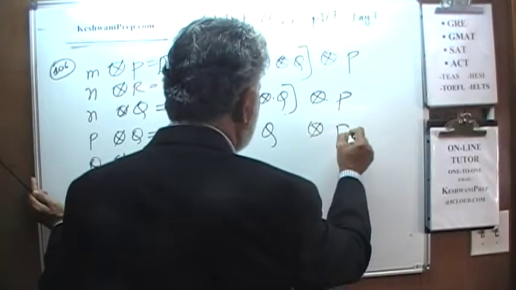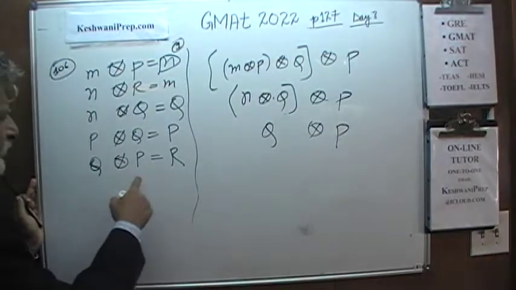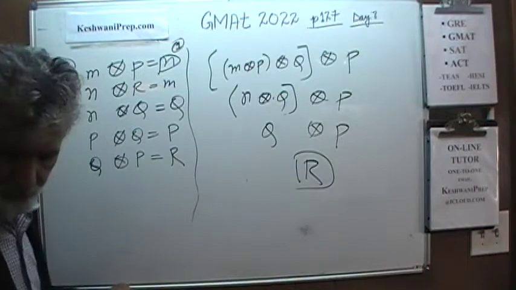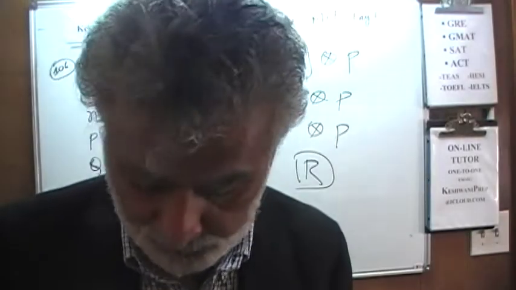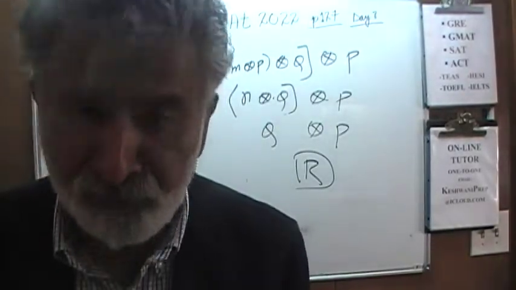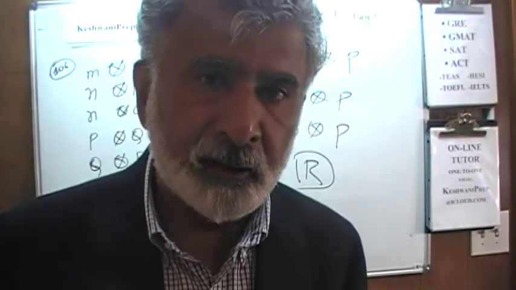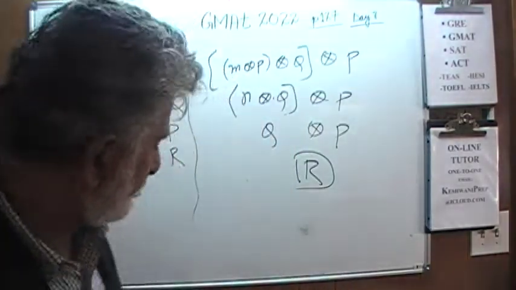So now we end up with Q operation P. Q operation P is right here, and Q operation P is just R. There's not much in it. As long as you pay attention, you should be fine. When you come across an easy question, don't get cocky, don't get arrogant. Just take your time, because that's how we make mistakes.